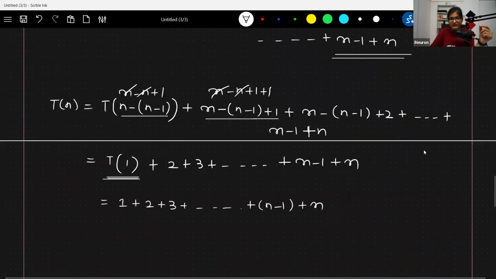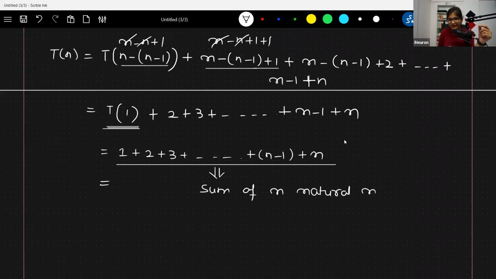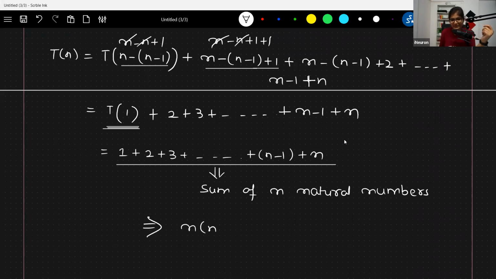Right? Now what is this equation? Can I say that this is a sum of n natural numbers? What is the formula of that? The simple formula for the sum of n natural numbers, which we used to study in our lower classes, is n into n plus 1 by 2. Simple. If I solve this, it will be n square plus n by 2.